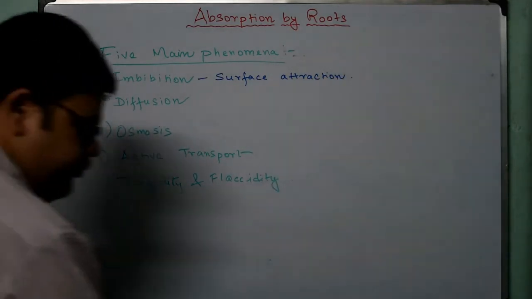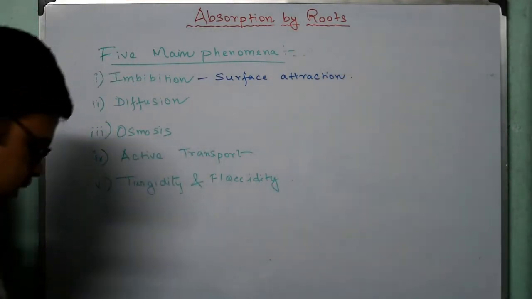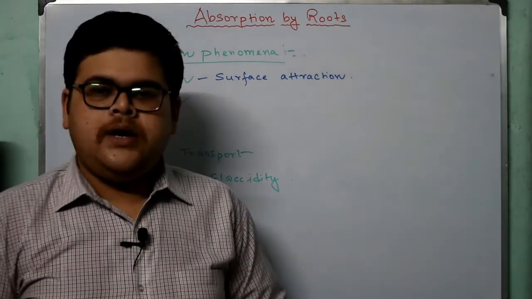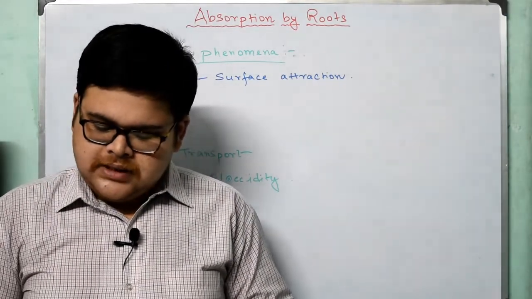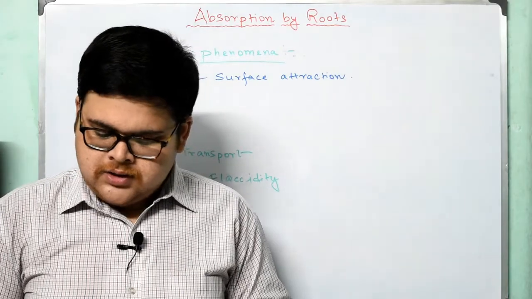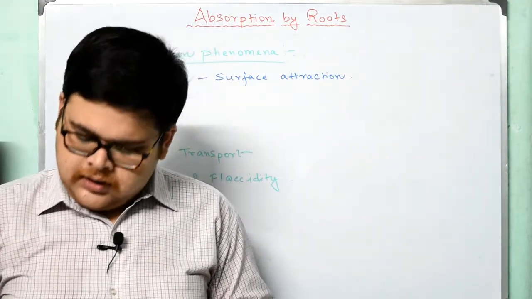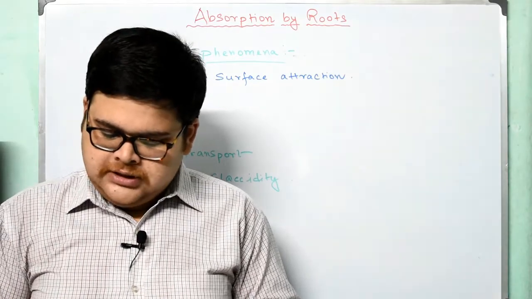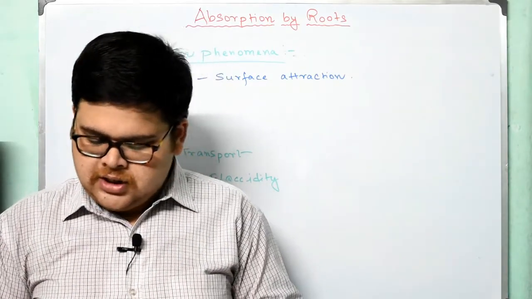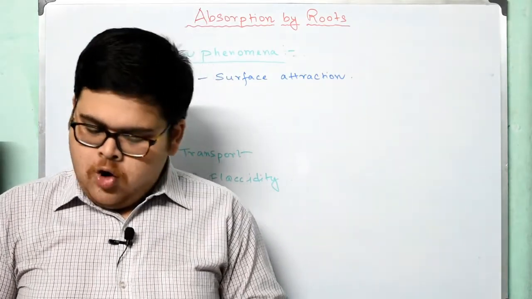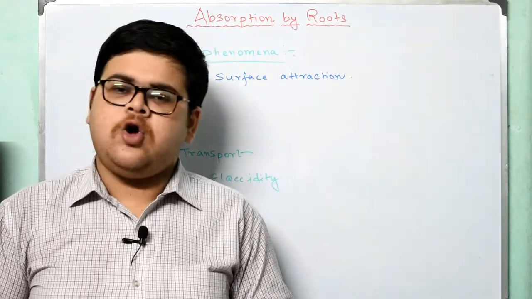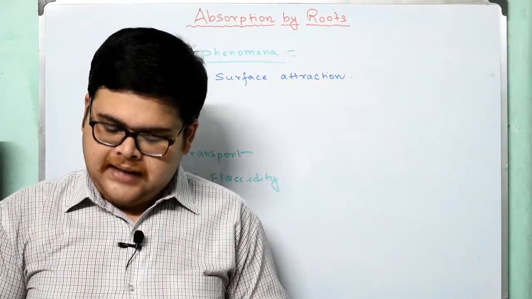Now the second one, that is diffusion. What is diffusion? Diffusion is the free movement of the molecules of a substance, may be solute or solvent, gas, liquid, from a region of higher concentration to a region of lower concentration when the two are in direct contact. So what do we mean by that?